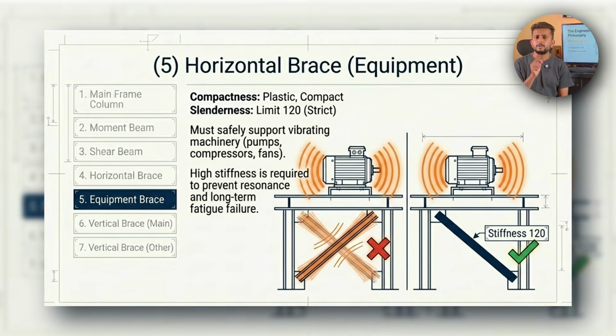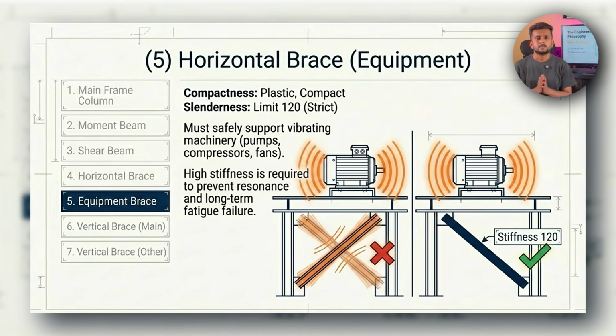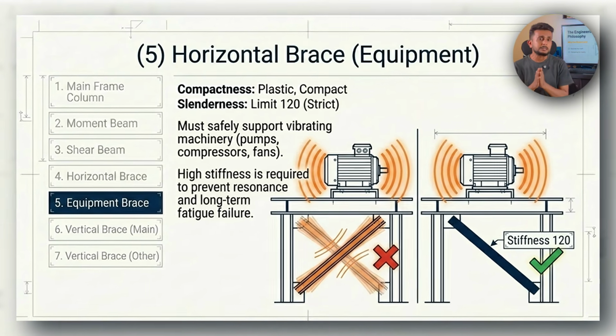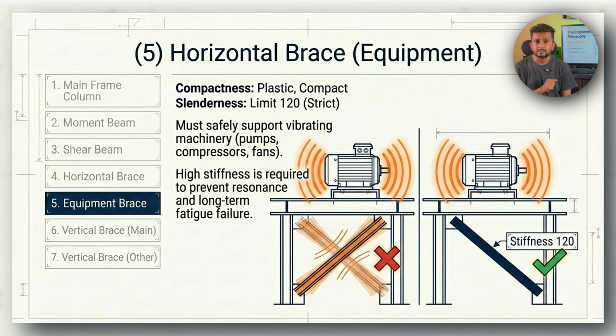Then we have equipment braces. See, it can be plastic, compact, and the slenderness limit over here is 120. Very strict. Now we are back to being strict, and stricter than columns on slenderness. Why? Because these braces support vibrating equipment, pumps, compressors, or fans. Here the dynamic loads come into the picture.